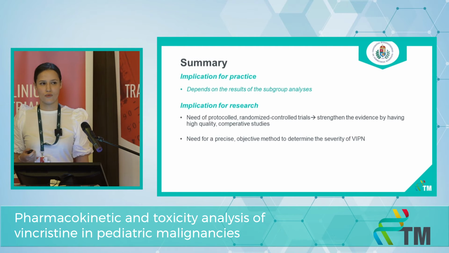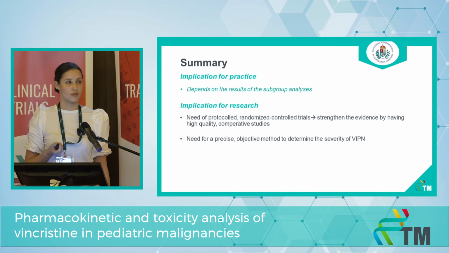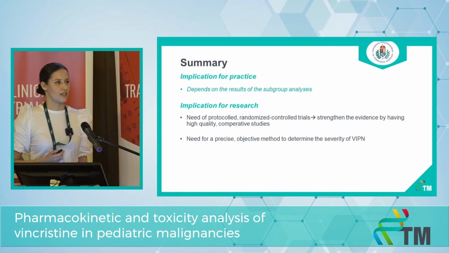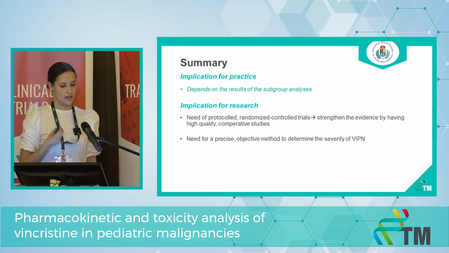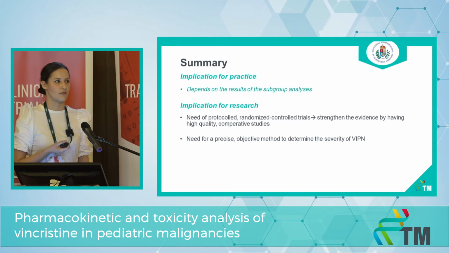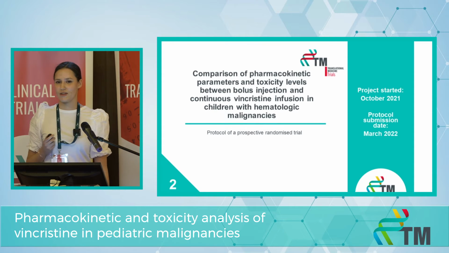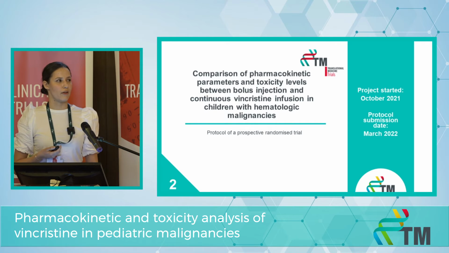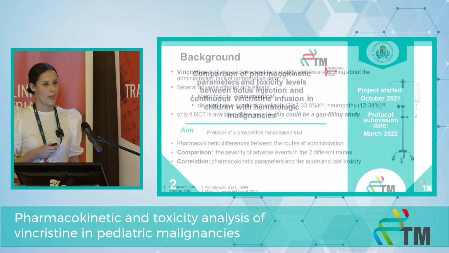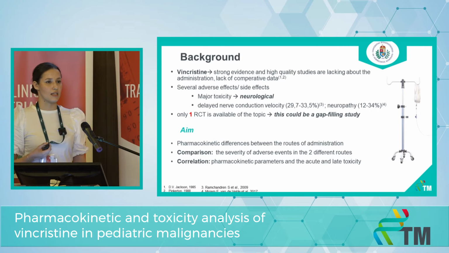The implication for research is that there is a strong need to perform protocoled randomized controlled trials and to strengthen the evidence by having high-quality comparative data. There is also a strong need for a precise and objective method to evaluate vincristine-induced peripheral neuropathy. This is why we are performing a randomized controlled trial on this topic, in which we are comparing two different routes of administration of this drug in pediatric hematologic malignancies. So, as I've already mentioned, strong evidence and high-quality comparative studies are lacking in this field.